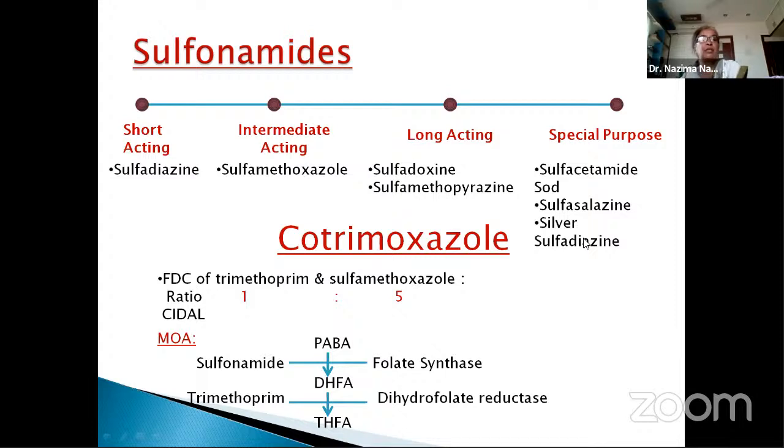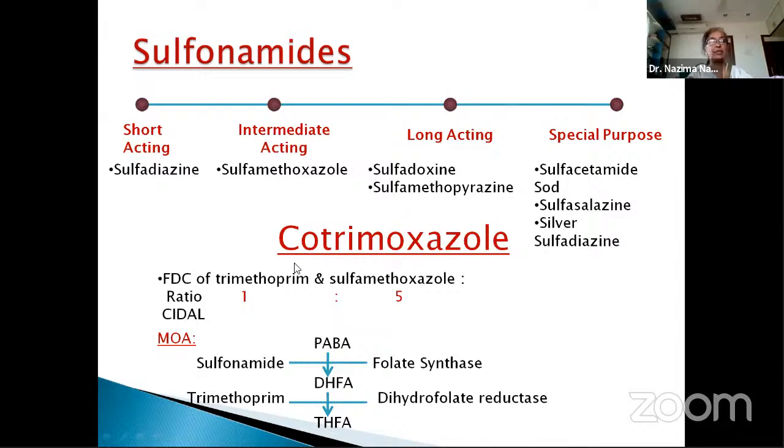Now, these drugs were the initial drugs to be used clinically. As such, singly, these drugs are hardly used nowadays except those for special purposes, that is drugs like sulfacetamide sodium, which is used in ocular conditions, sulfasalazine used in GI autoimmune conditions, and silver sulfadiazine, which is used topically in burns patients. Then we come to cotrimoxazole, which is a combination of trimethoprim plus sulfamethoxazole.